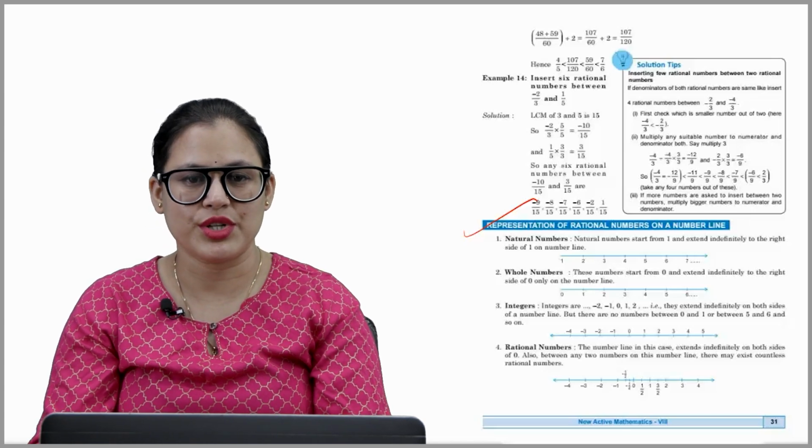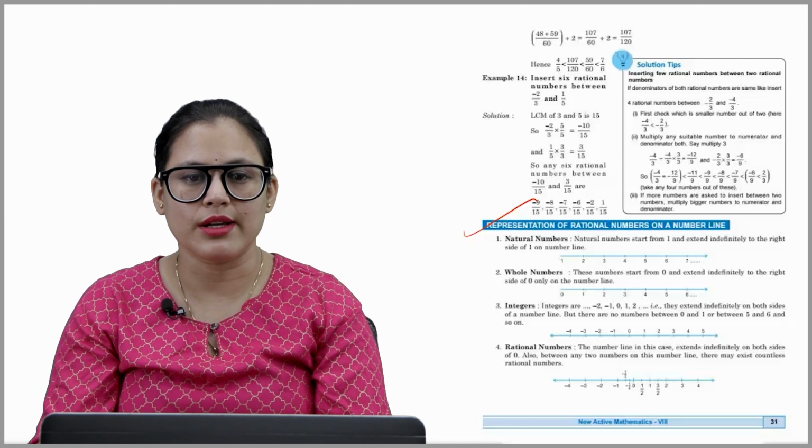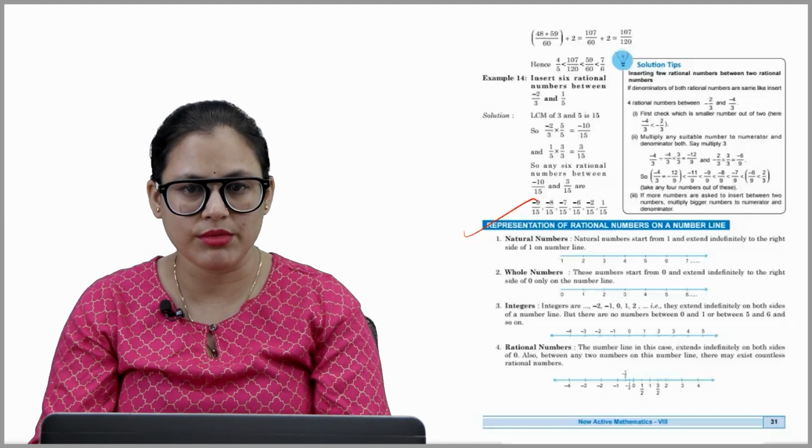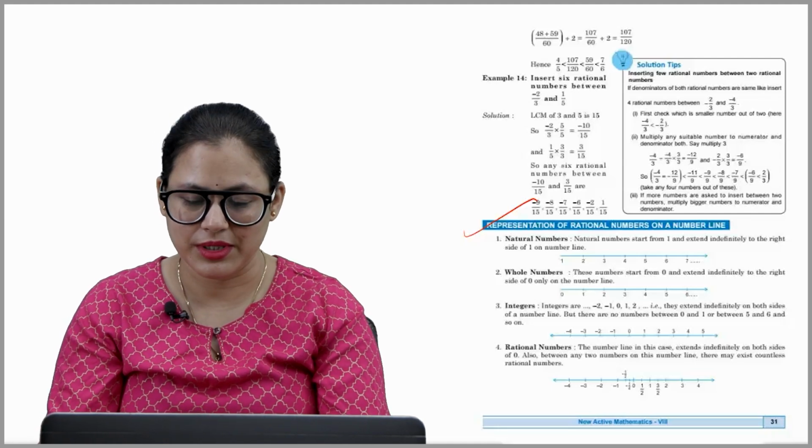Number 4, rational numbers. The number line in this case extends indefinitely on both sides of 0. Also between any two numbers on this number line, there may exist countless rational numbers. Okay.